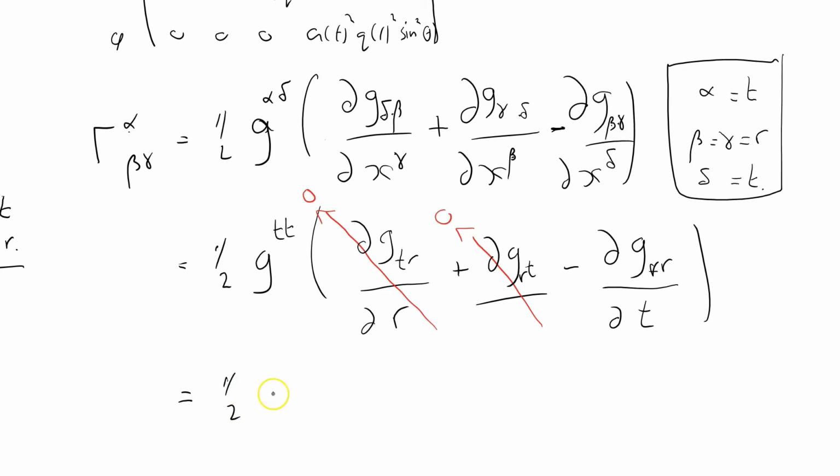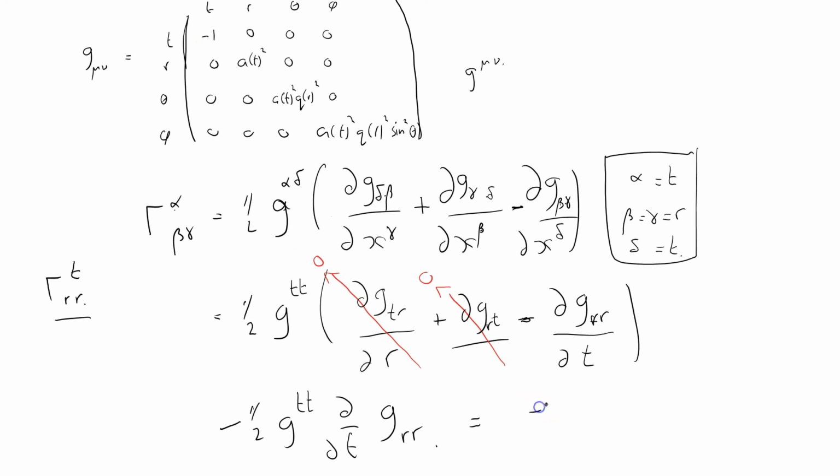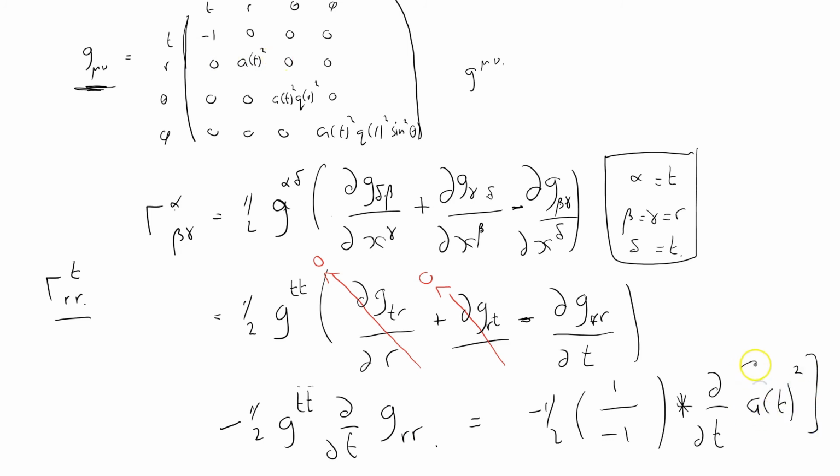Equals 1/2 g superscript tt times, oh, it's a minus sign there, it's easy to forget, minus di by di t of g subscript rr equals, well, now we can do our substitution here. From the metric tensor, which I've got written down here, it's minus 1/2 times g subscript tt, sorry, that's a superscript tt, so it's 1 over, well, I may as well write it in, 1 over minus 1, because it's the reciprocal of this term here, because this is g with downstairs indices, and here we need upstairs indices, times di by di t of g rr with downstairs indices, which is just a of t squared. A of t squared. I'll put that in brackets.